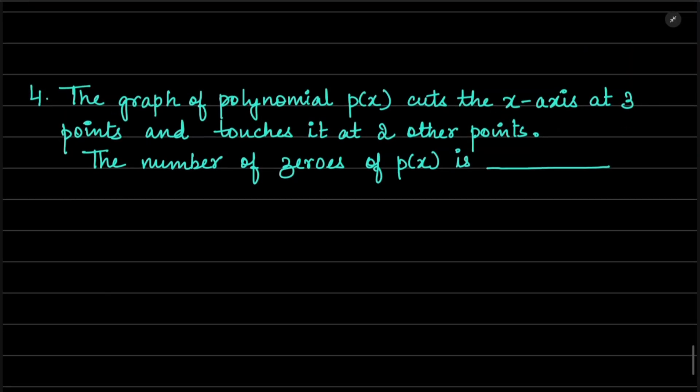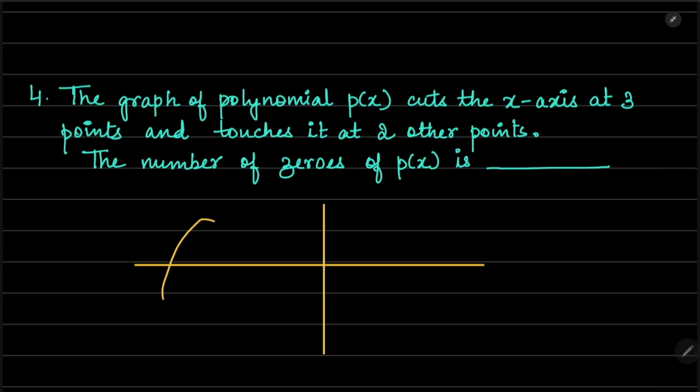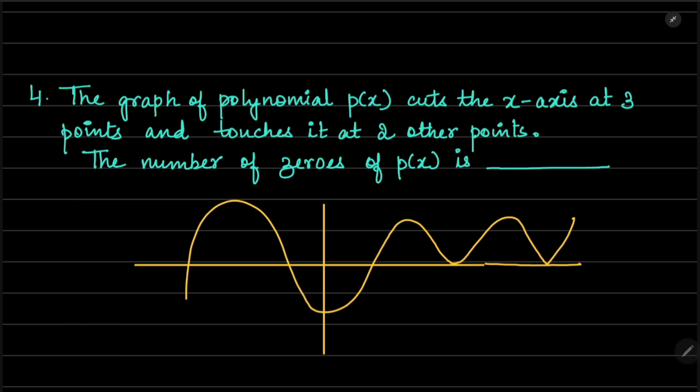The graph of a polynomial p of x cuts the x-axis at 3 points and it touches it at two other points. What does it mean? Let me draw it for you here. So suppose I have this, and you are given that p of x cuts the x-axis at 3 points. So 1, 2 and 3. And it touches it at two other points, 1 and 2, right? So what is given here is, it cuts at 3 points and it touches it at two other points. So totally how many points does it cut?